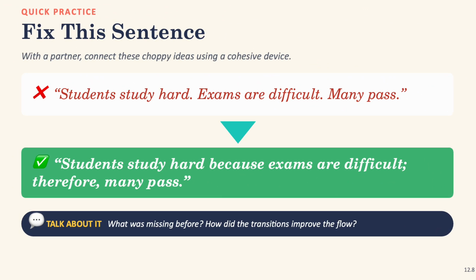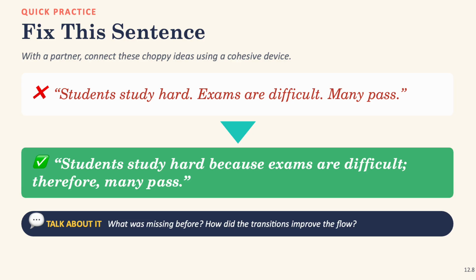Now let us practice. Look at these ideas. Students study hard. Exams are difficult. Many pass. The sentences make sense individually, but the relationships between them are not very clear. We can revise them as: Students study hard because exams are difficult. Therefore, many pass. Notice that the words because and therefore show the connection clearly. Because introduces a reason. Therefore introduces a result.